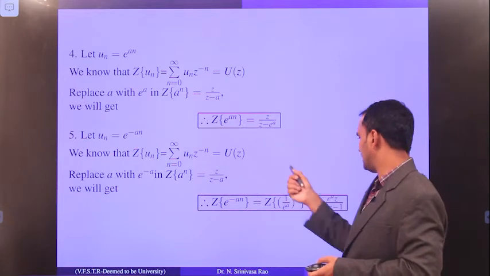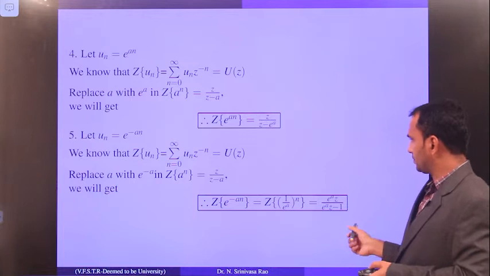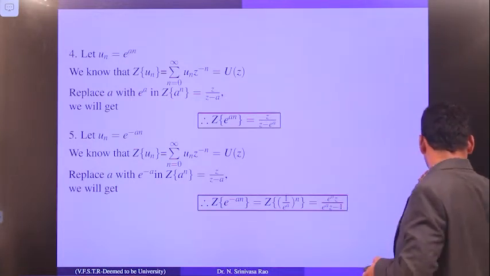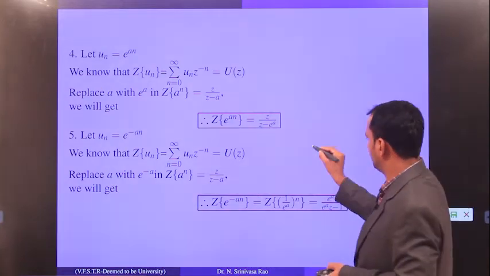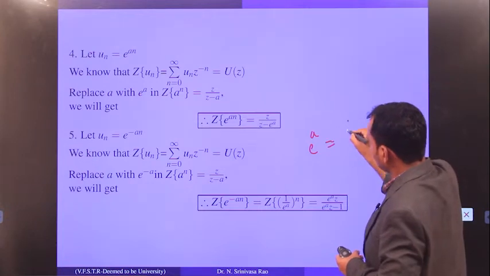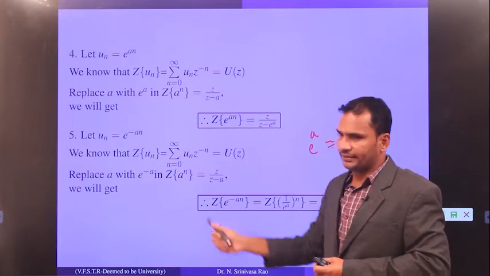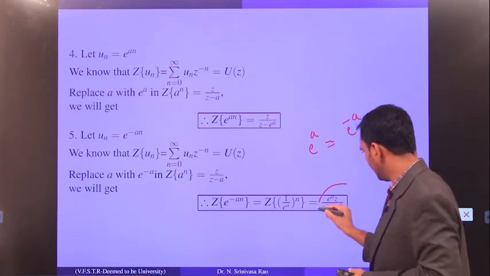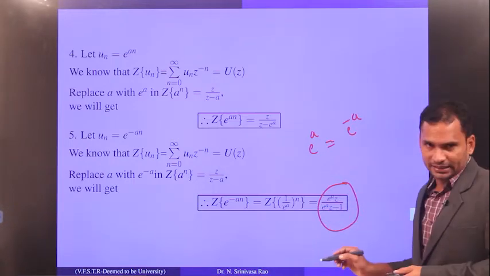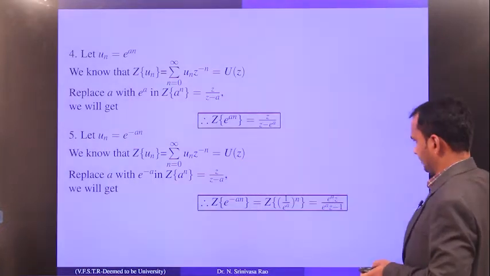Therefore the final answer is e^a z divided by (e^a z - 1). The only difference between these two is that in the place of e^a you substitute e^(-a). That is the difference between these two. So the final answer is e^a z divided by (e^a z - 1), and this is the z transform of e^(-an).